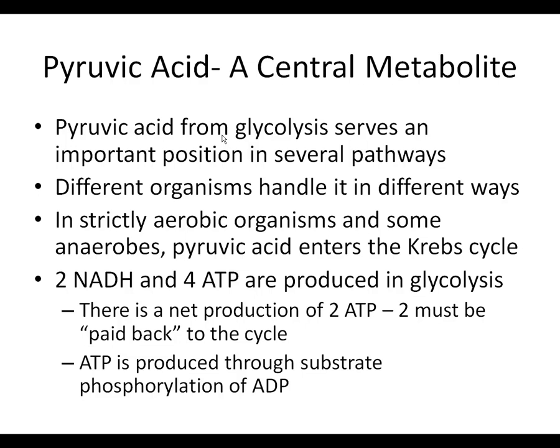We made 4 ATP in glycolysis. There is a net production of 2 ATP because we have to pay the 2 back that we used at the beginning of the cycle. If you remember, we went back to the beginning of that cycle. We took our glucose and we had to add 2 molecules of ATP to split that glucose in half. ATP is then going to be produced through substrate phosphorylation of ADP. So we took ADP, we added a phosphate through our enzyme reactions, and now we have 2 net production of ATP.